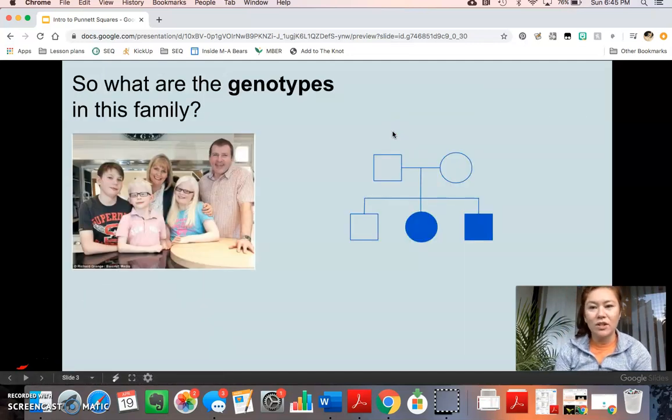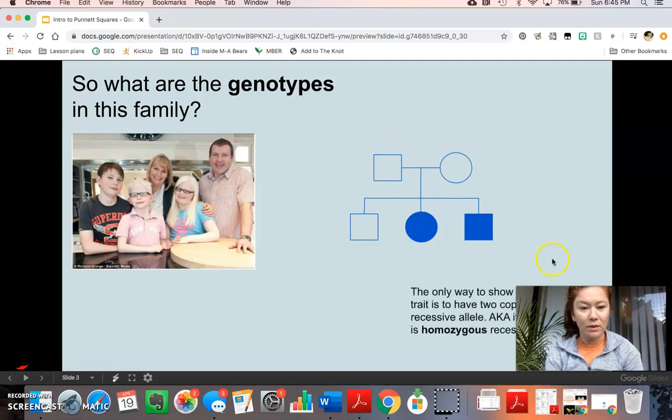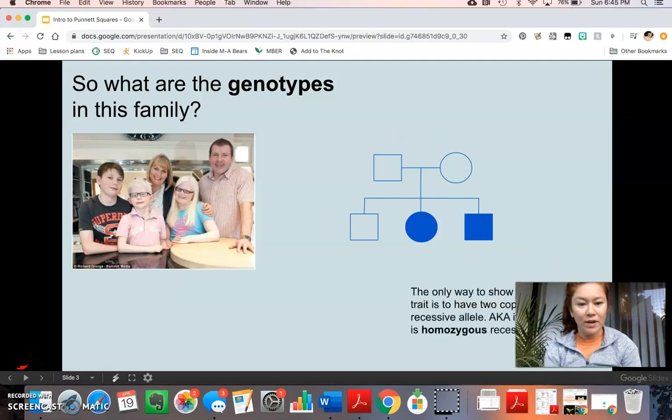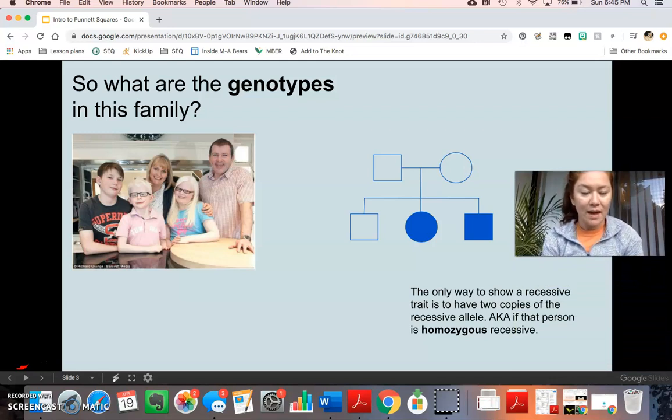So what are the genotypes in this family? We know the phenotypes. We can figure that out pretty easily just by looking at them. But thinking about their genotypes is a little bit more work. The only way to show a recessive trait is to have two copies of that trait, aka they are homozygous recessive. So we knew right away what the genotypes for the children were, and we decided to use M's. I'm just trying to keep it consistent with last week. So the children are homozygous recessive, or two lowercase m's, or two recessive alleles.